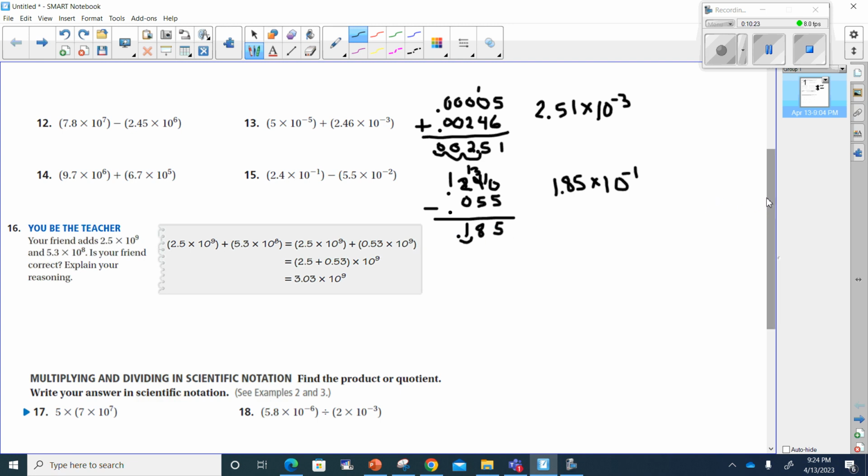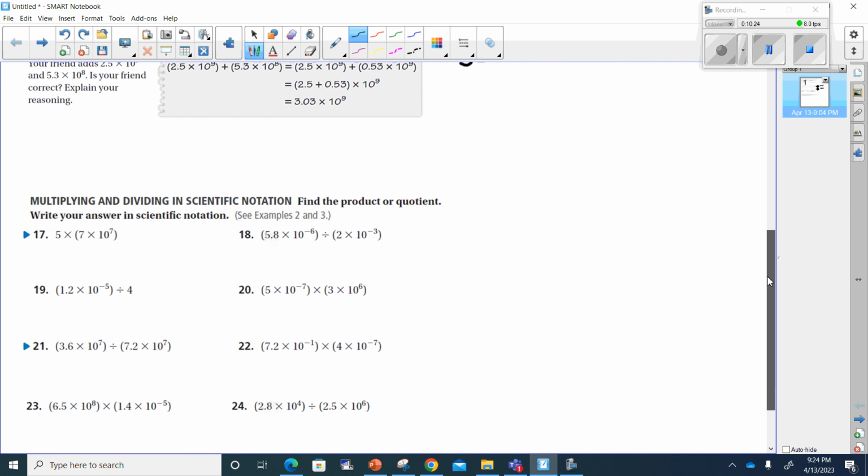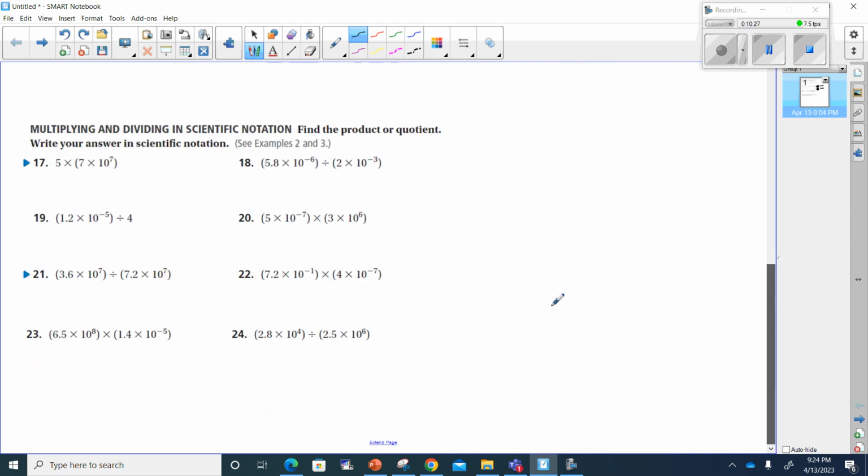Number 16 is yours to do. Let's go to number 17 now. Find the product or quotient. This is giving us 5 times 7 times 10 to the 7th power. So we're going to be multiplying 5 times 7 and then multiplying it to 10 to the 7th.